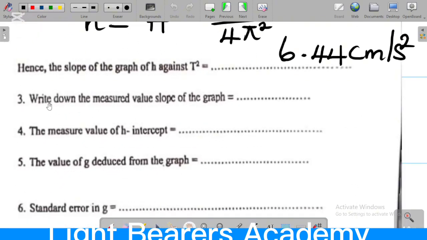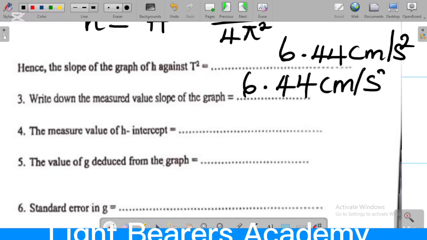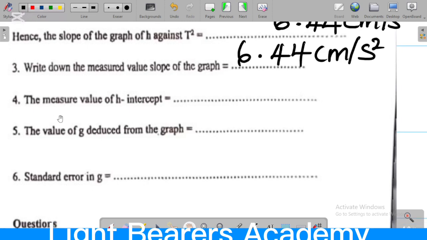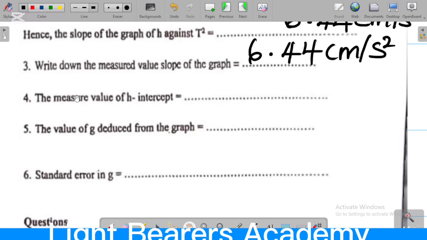All right, so let's look at the third question here. Write down the measured value of the slope of the graph. So therefore, from what we've calculated so far, the measured value of the slope of the graph is 6.44 centimeter per second square. All right, the fourth question here says, write down the measured value of h-intercept. The measured value of what? H-intercept. So how do we get h-intercept?